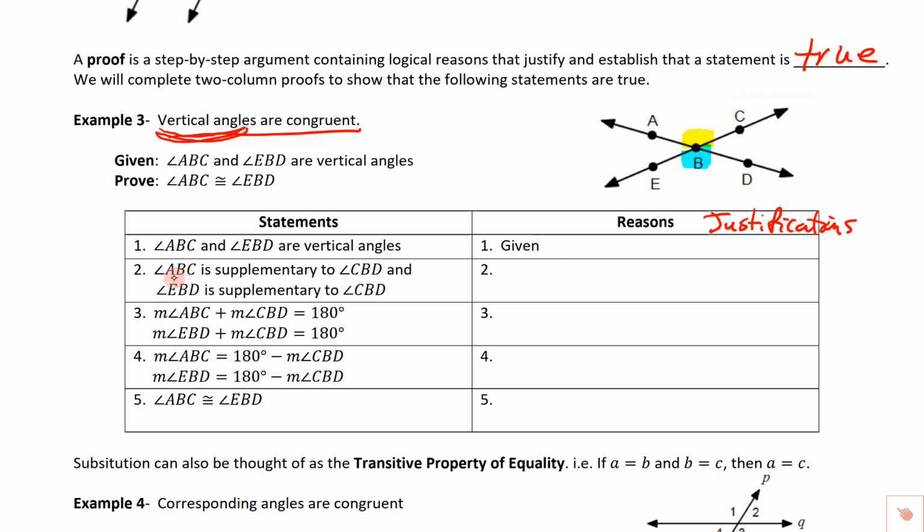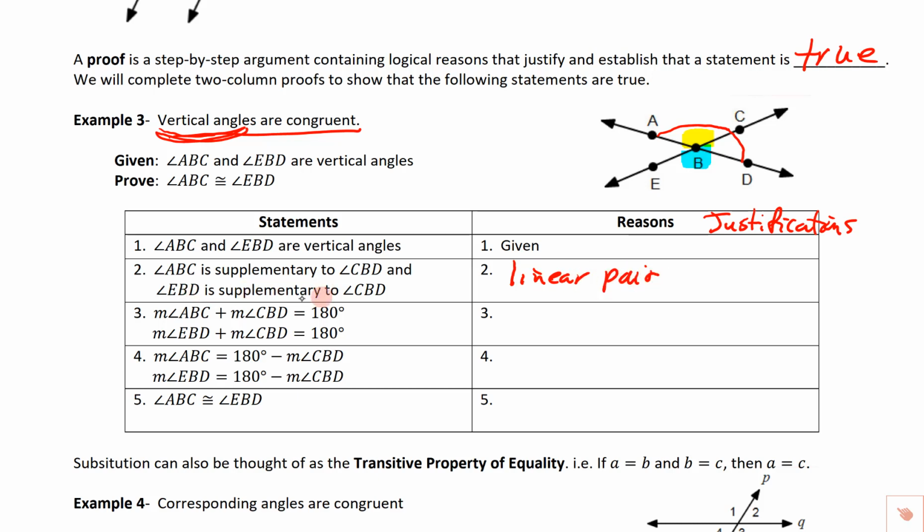The next thing is that ABC is supplementary to CBD. So let's identify these angles. ABC, that's this angle right here, is supplementary to CBD. So when we add these together, that makes them supplementary. Yeah, that's a linear pair, okay? So they're definitely supplementary. So I'm just going to write linear pair right here. That's how we know that.